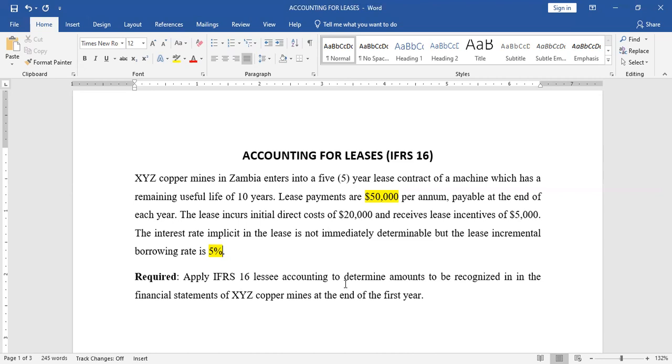Apply International Financial Reporting Standard number 16, lessee accounting, to determine amounts to be recognized in the financial statements of XYZ Copper Mines at the end of the first year. So just requested for the first year. Let's see how this goes.